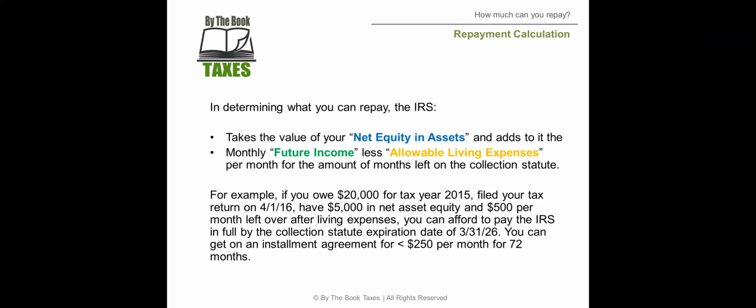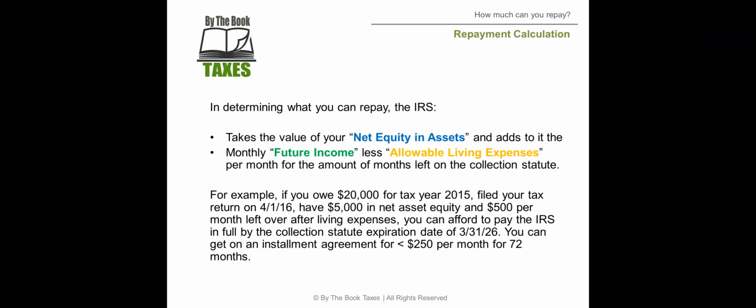Here's an example. Let's say you owe $20,000 for tax year 2015. You filed your return on April 1 of 2016. The IRS has 10 years, until March 31st of 2026, to collect that debt. So let's say you have $5,000 of net asset equity and $500 per month left over after doing the calculation of future income less your allowable living expenses.